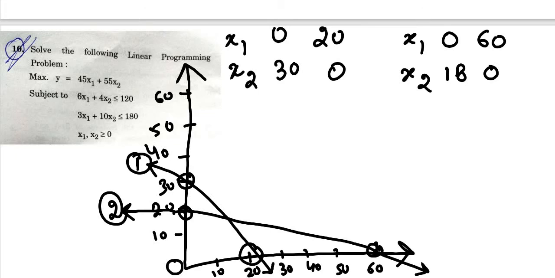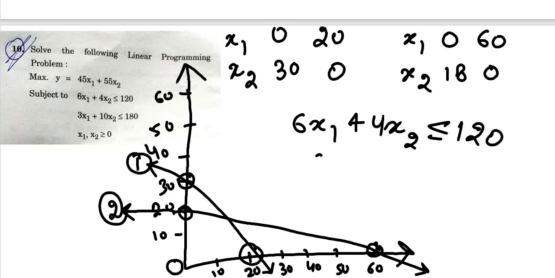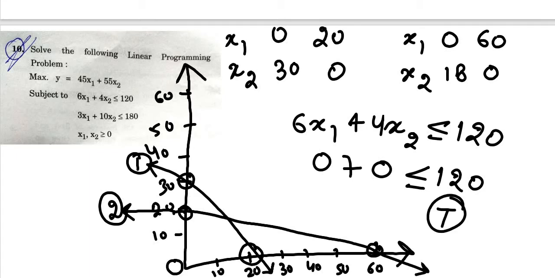Which area is visible? As we have done before, we will put x1 and x2 equal to 0 in both the equations. So if we write 6x1 plus 4x2 is less than or equal to 120, we get 0 plus 0, since we are putting 0 in place of x1 and x2 both. So 0 plus 0 is less than or equal to 120. This is true because 0 is less than 120. Whenever we have a true case, our feasible region is towards the origin.